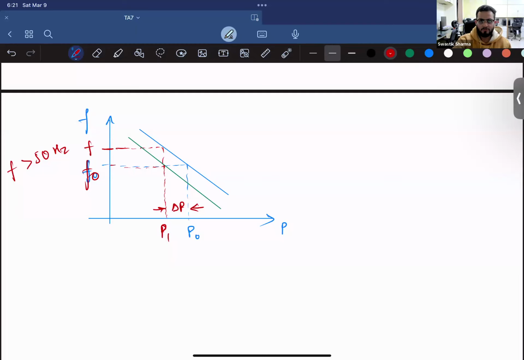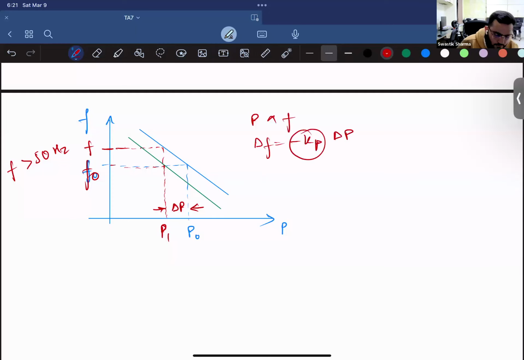So what is dependent on frequency? Can you tell me? What does it signify? We are talking about P and F, right? P is dependent on frequency, and this delta F is nothing but your droop coefficient times minus delta P. So you're changing this droop coefficient to change your curve. That's what you're doing, right? Is it dependent on frequency? I don't understand what it means. Can you elaborate, Kshitij? You can unmute yourself.